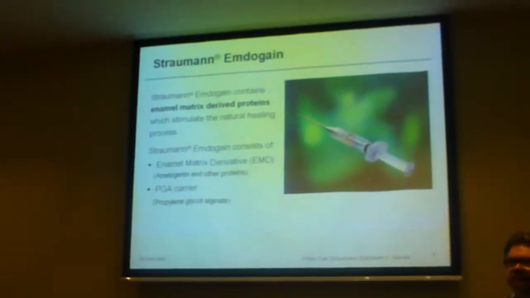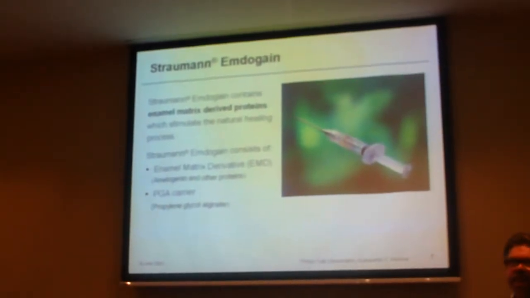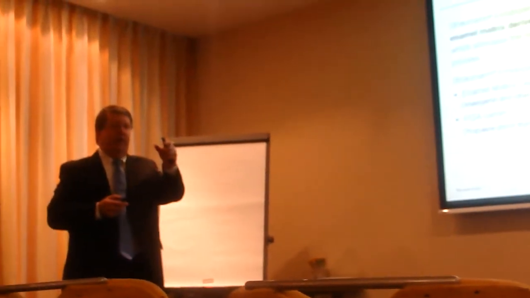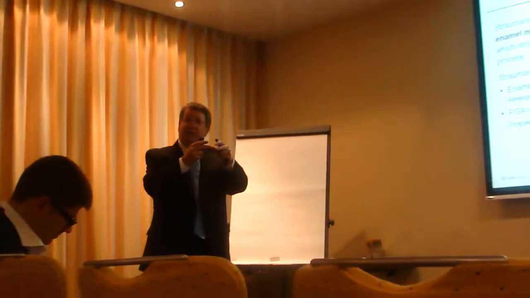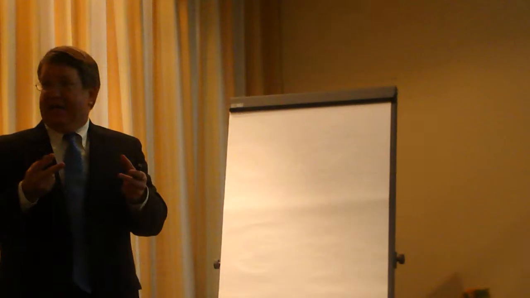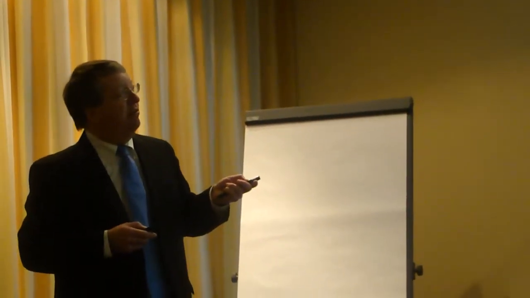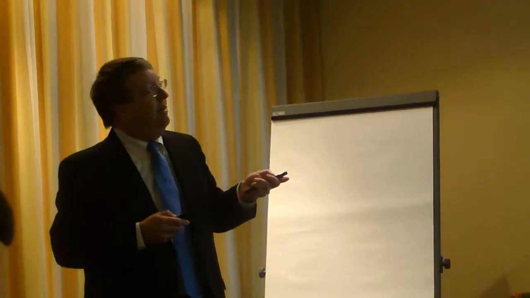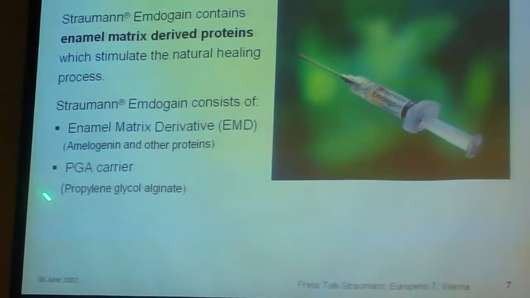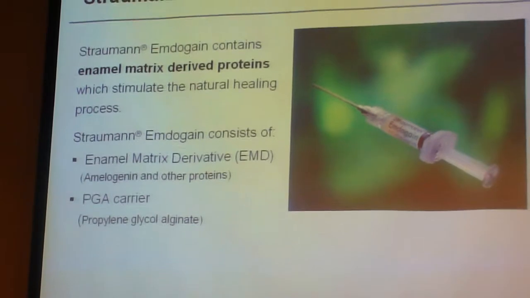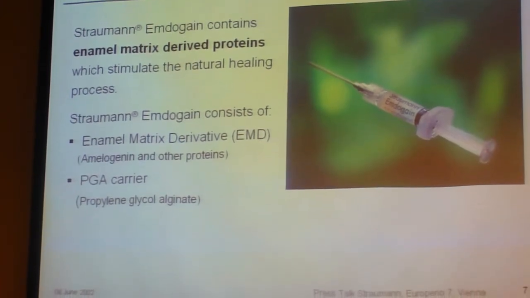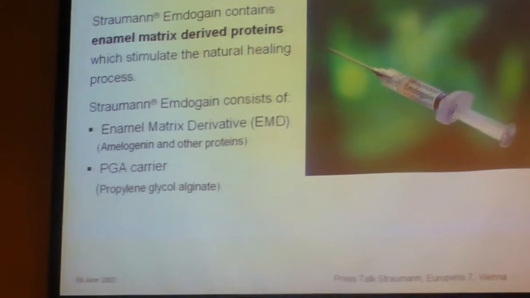Now, what is Emdogain? Emdogain is actually a mixture of proteins that have been isolated from the top of a tooth, the crown of a tooth. If you take a crown of a tooth and you dissolve it and look at the proteins that make that up, those are called enamel matrix derived proteins. It's a mixture of proteins that come from our own bodies. And what Straumann has done is isolated these proteins and added them to a carrier material, because you can't add the proteins by themselves. So you put the proteins in the carrier, and then we use this to inject around the tooth, and these proteins stimulate the tissues to regrow.